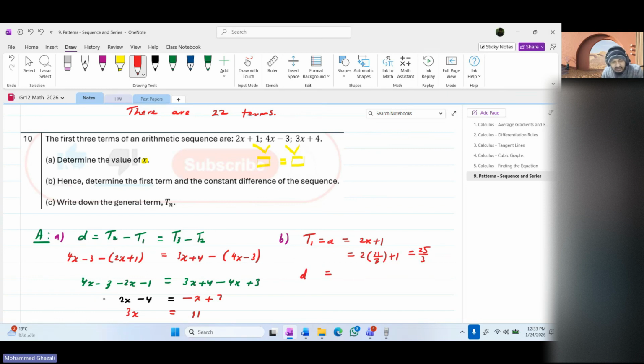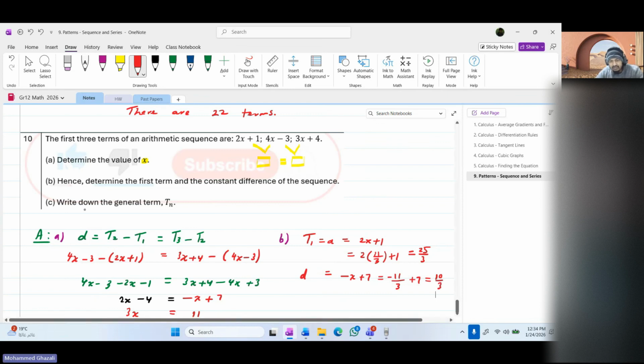And the common difference. What is the common difference? Remember, we found something here. Common difference is either minus x plus 7 or 2x minus 4. Let me just write minus x plus 7. And x is already 11 over 3, so minus 11 over 3 plus 7. I'm getting 10 over 3, all right? Right, so common difference is 10 over 3, and the first term is 25 over 3.